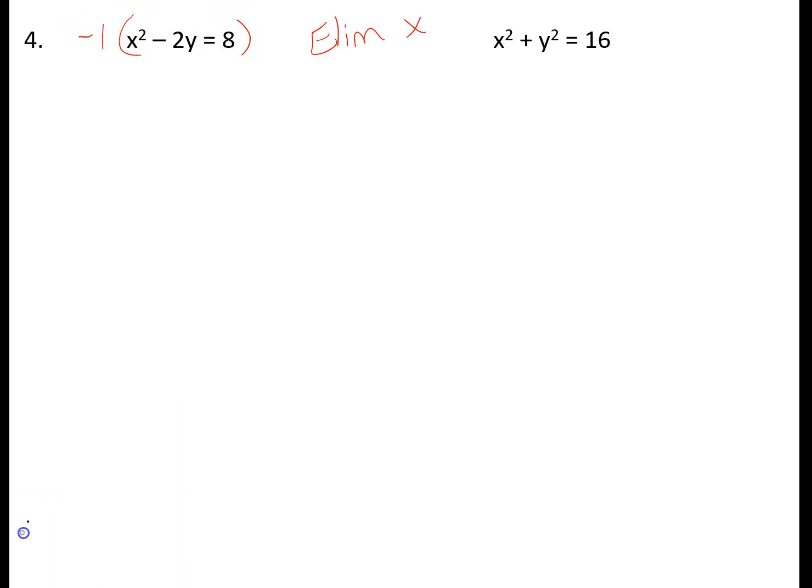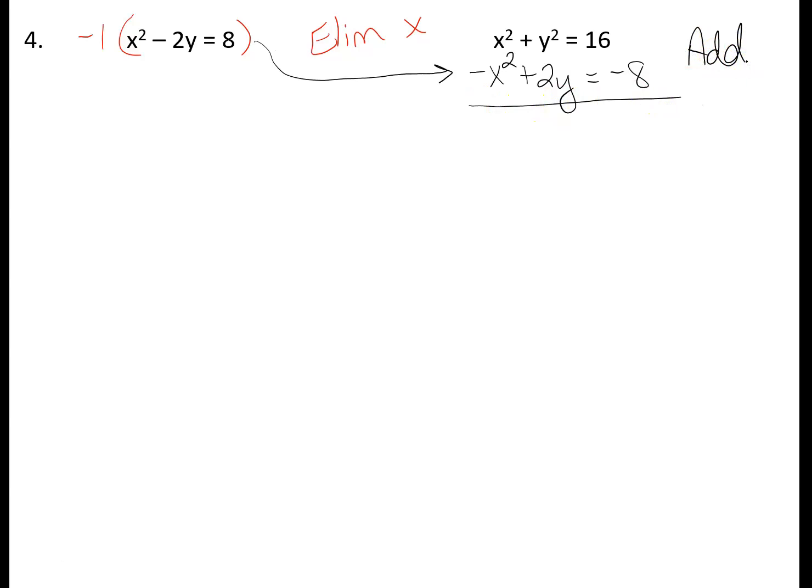And then we'll write that result down here below. So that's going to be a negative x squared, a positive 2y, and a negative 8. And then we're going to add these together. So x squared minus x squared, 0. Y squared and 2y cannot combine. It's kind of like the first example that we did of addition. You're just going to write them side by side, y squared plus 2y. Since they don't have the same exponent, they're not like terms, they cannot combine.